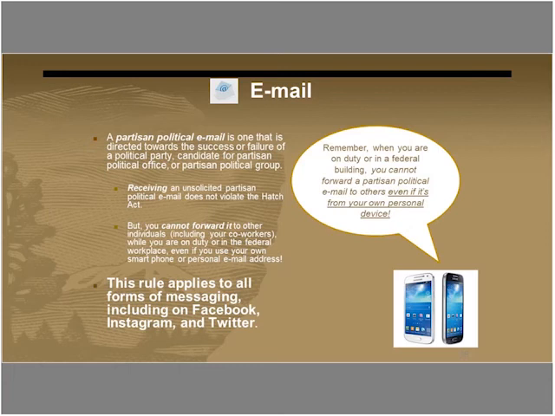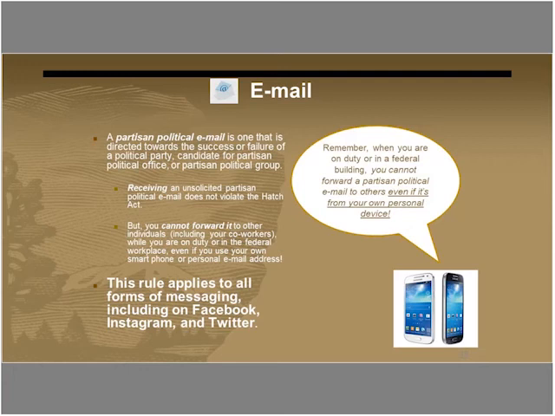With respect to email, remember that when you're on duty in that federal building, you cannot forward a partisan political email to others, even if it's from your own personal device, right? Even if it's from your own personal cell phone, your own personal computer, if you're on your lunch break, you're in the break room, it doesn't matter. While you're on federal property or in a federal building, you cannot forward those partisan political emails.